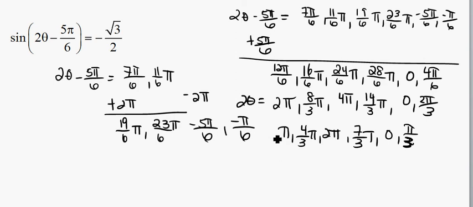Okay, last thing I'm going to do is make sure all these answers are between the interval 0 and 2 pi. So pi is good, 4 pi thirds is good, 2 pi is too big, it's right on the outside, 7 pi thirds is too big, 0 and pi thirds. So here are my 4 answers.